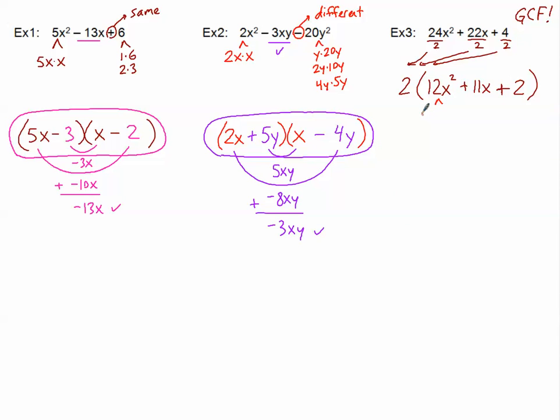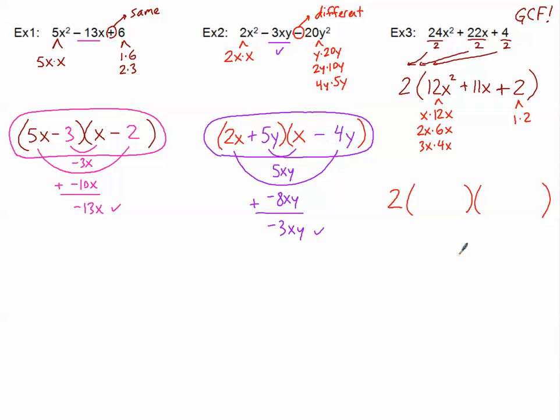12x squared. Oh, boy. Unfortunately, we've got a bunch of options. 1x times 12x. I've got 2x times 6x. I've got 3x times 4x. The good news is, back here at the end, there's only 1 times 2. So that's nice. Again, don't forget about this 2. That should be the first thing you write down every single time. And then I'll put my parentheses.